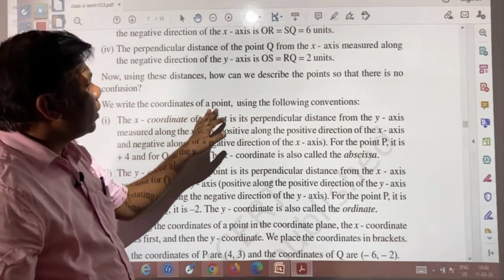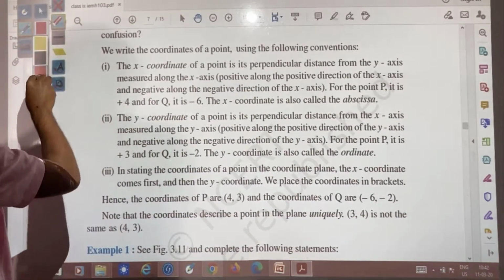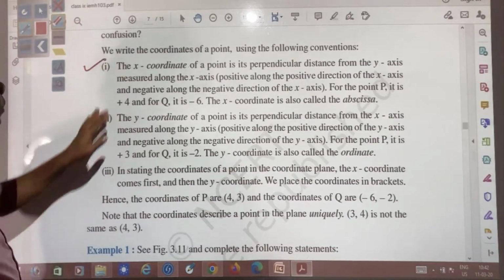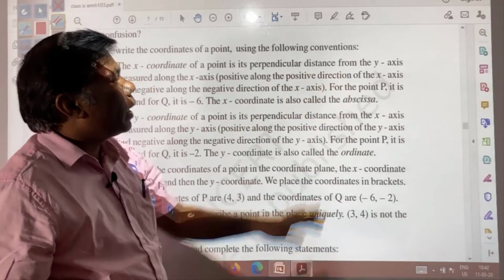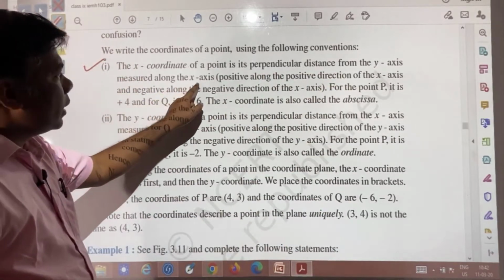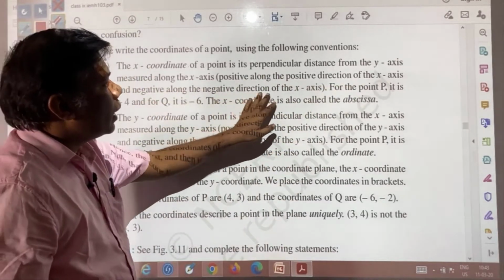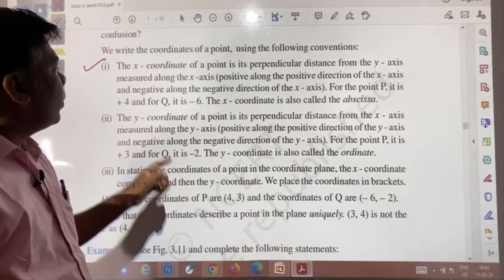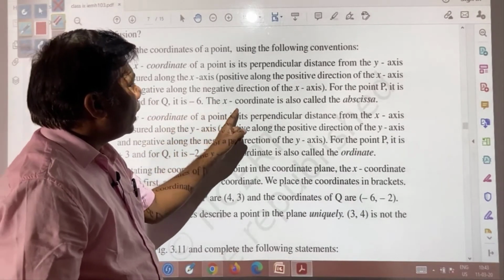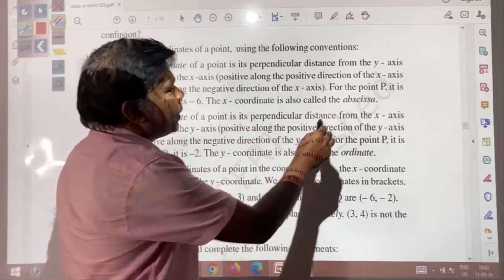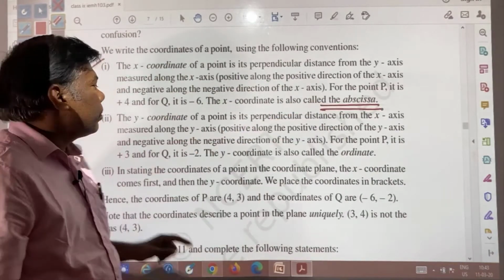We write the coordinates of a point using the following convention. This convention is very important that you remember. Here you see, first we have the x coordinate of a point, which is its perpendicular distance from the y-axis measured along the x-axis, positive along the positive direction of the x-axis and negative along the negative direction of the x-axis. For the point P it is plus 4 and for Q it is minus 6, and the x coordinate is called the abscissa. This you need to remember. X coordinate is called abscissa.